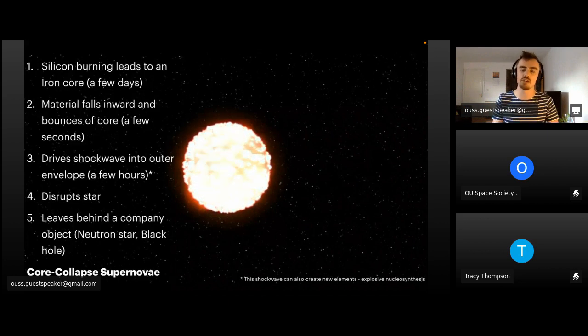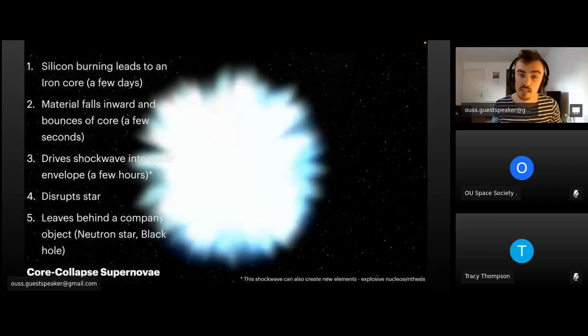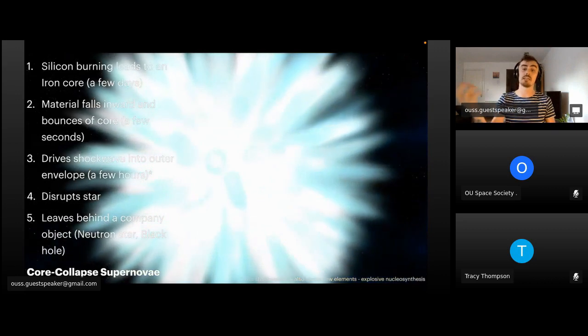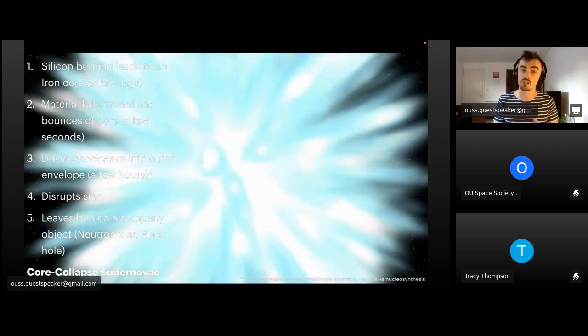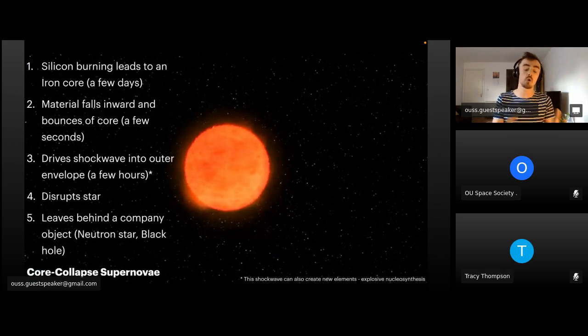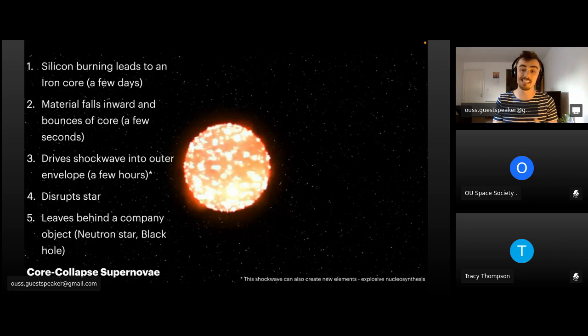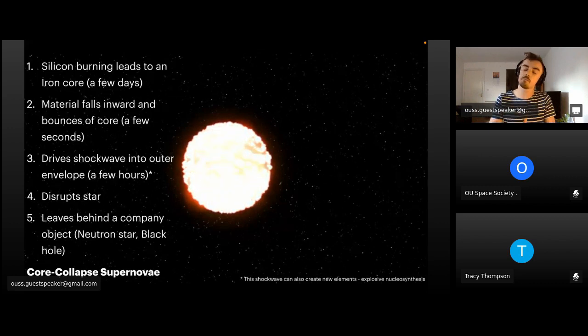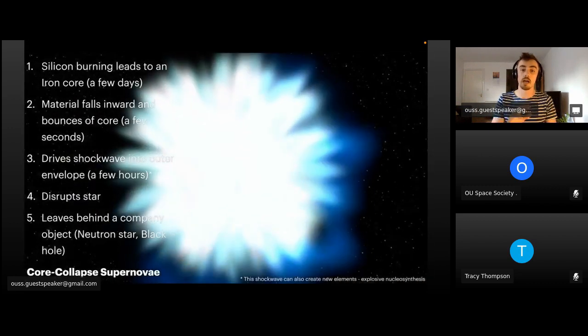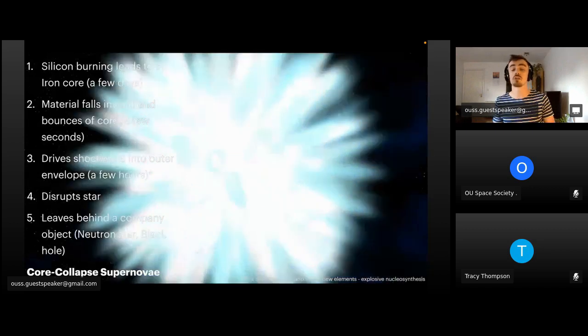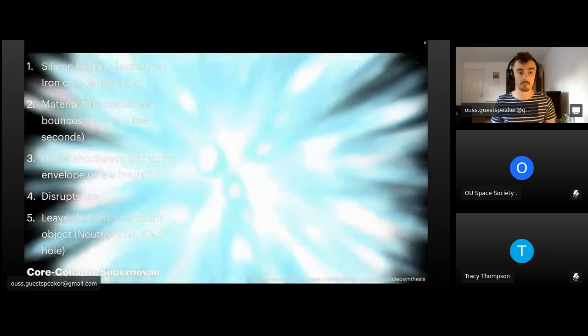You can see in this animation here, you have all this blue material that's ejected outwards. This is from the inner layers of the star, all these nuclear ashes that were burnt beforehand. And you get what's called a core collapse supernova. And for the rest of the talk, I will signify this as the death of a star, although it can leave behind some compact objects, such as a neutron star or a black hole.